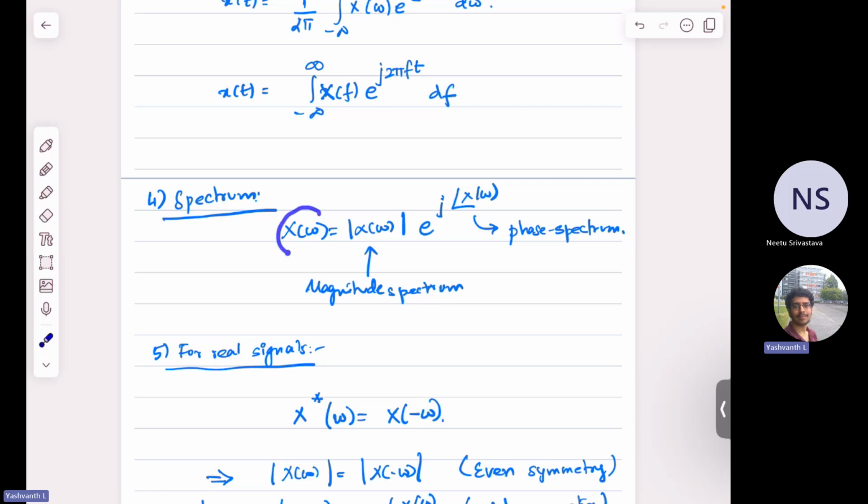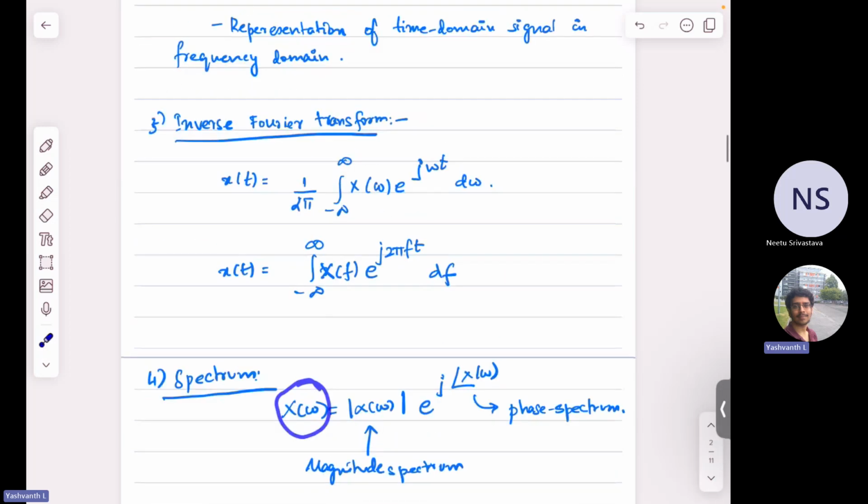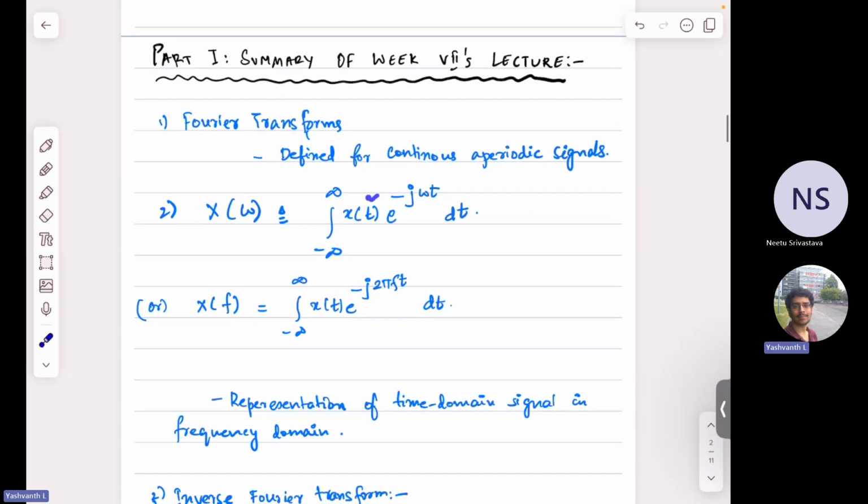For example, X of omega, right? This is your Fourier transform. X of omega is a complex number because, even if x of t happens to be a real number, this e power minus j omega t will make this number complex in nature. So X of omega is in general a complex number.